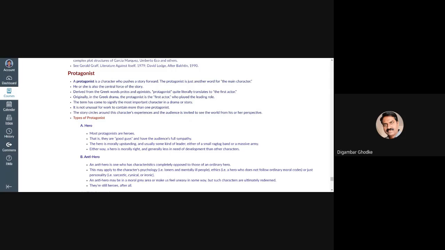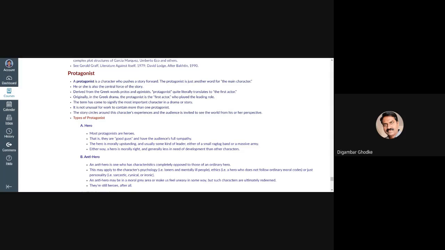The word protagonist is derived from the Greek words protos and agonists, and the word protagonist literally translates to the first actor. In other words, protagonist is the combination of the Greek words protos and agonists, which means the first actor. The term protagonist was originally used in the Greek drama to mean the first actor who played the leading role, and it has come to signify the most important character in a drama or story.